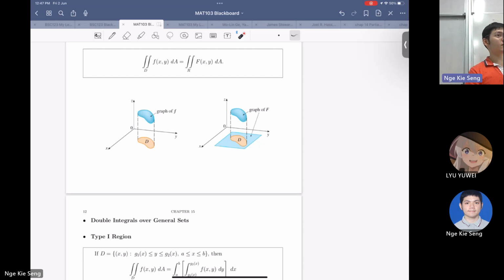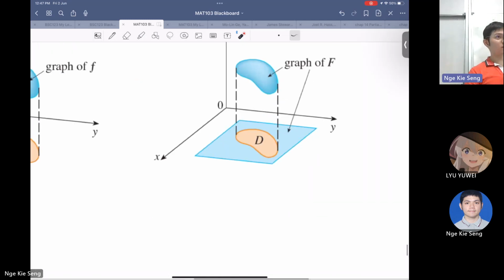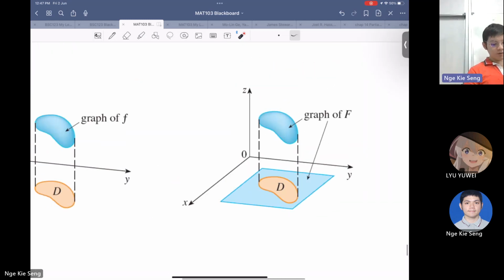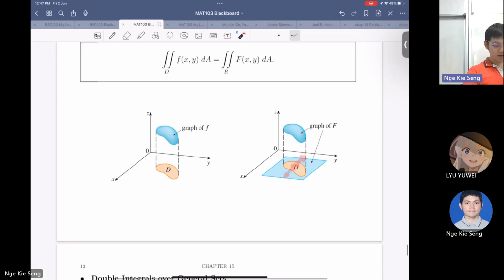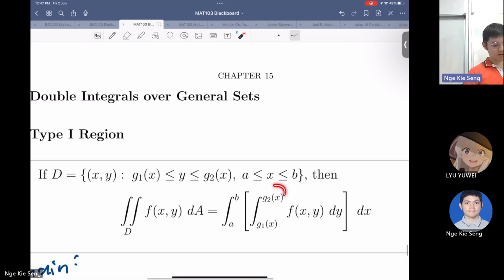Which part do you want me to zoom? This part? So when you split into Fubini's, right, you integrate over two sides. And when you do one side of the integration, you will see that away from the domain D, it is zero. So you just integrate over the domain, where it is non-zero. That's why we have these two functions cutting out.